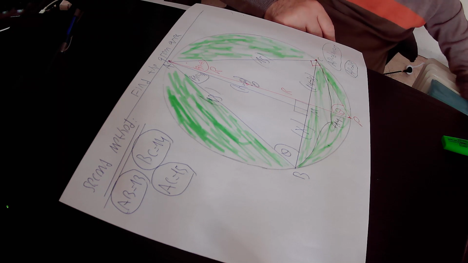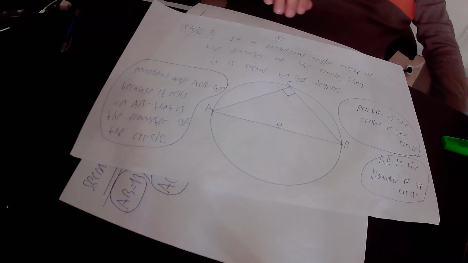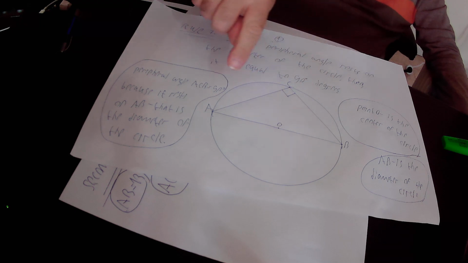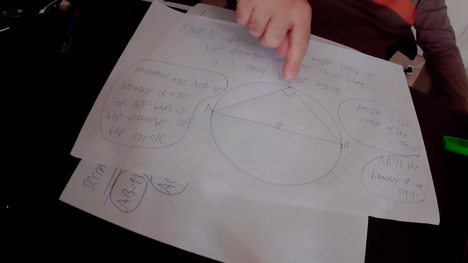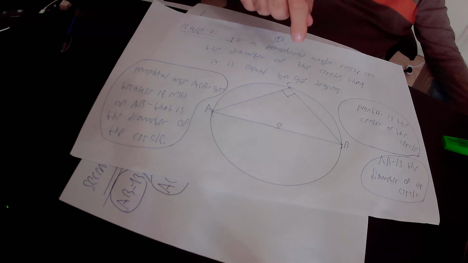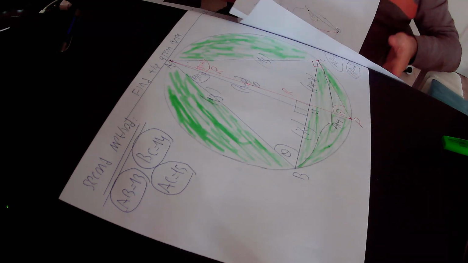I'll repeat again rule number 7. According to rule number 7, if a peripheral angle rests on the diameter of the circle, then it is equal to 90 degrees. In the drawing, we have peripheral angle ACB. This peripheral angle ACB rests on AB, that is the diameter of the circle. Therefore, according to rule number 7, peripheral angle ACB must be equal to 90 degrees. So here we can implement rule number 7 in our drawing.